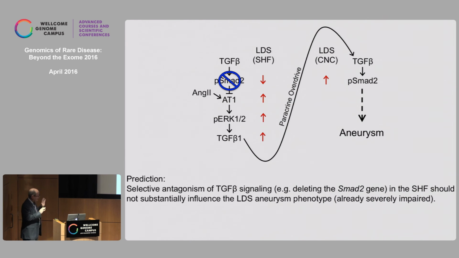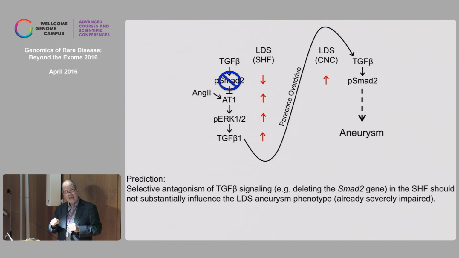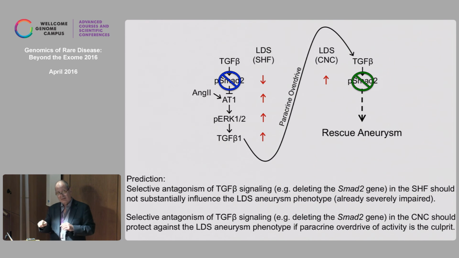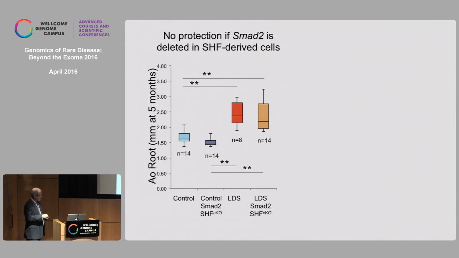And what we reasoned is if all this is true, then selective potent TGF-beta antagonism by knocking out the SMAD2 gene in the second heart field cells should not make that big a difference because they're already really impaired for TGF-beta signaling. But if we selectively abrogated TGF-beta signaling by knocking out the SMAD2 gene in the cardiac neural crest, this should be protective if that's the pathogenic event that's critical. So Elena did just this when she knocked out the SMAD2 gene specifically in the second heart field of Loeys-Dietz syndrome mice. As predicted, we saw no difference. There's still aneurysms. They're just as big as they ever were.